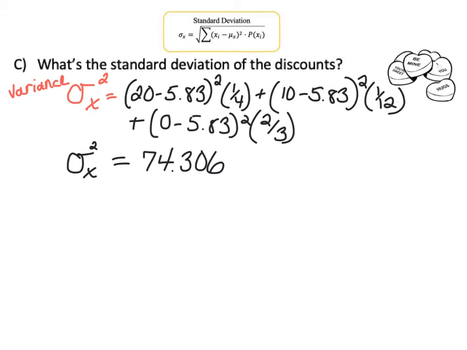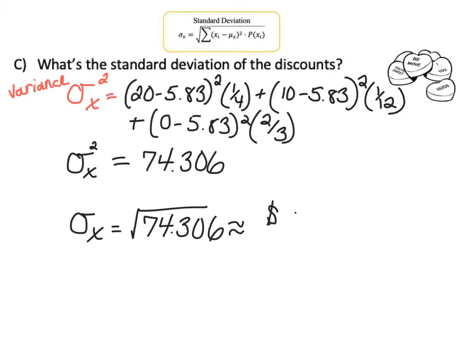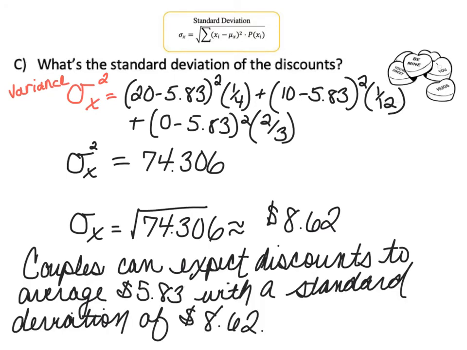And now I actually find sigma, or my standard deviation, by taking the square root of 74.306, and that's approximately, I'm going to go to the nearest hundredth, $8.62. So that tells me that couples can expect discounts to average $5.83, which we just found, with a standard deviation of $8.62. I'm going to show you a quick way to do that on your calculator now.